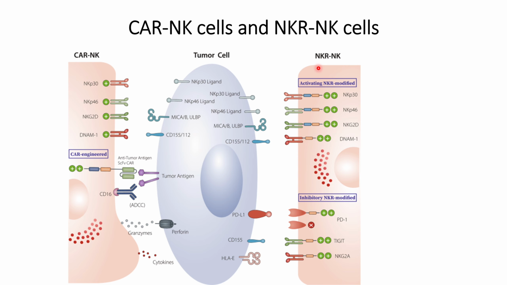In the case of NK receptor engineered NK cells, what happens is that it will not have the single chain fragment variable. However, it will have receptors such as NKp30, NKp46, NKG2D, and DNAM1, and these receptors can be activated through the ligands that are present on the tumor cells.